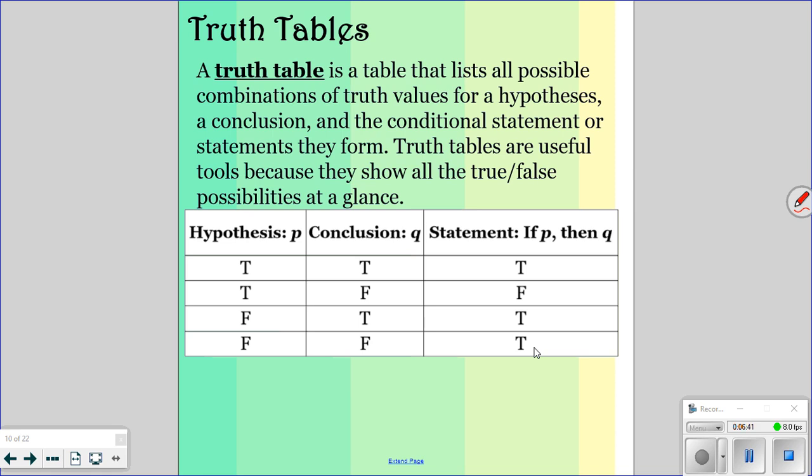So it doesn't matter if your hypothesis is false. It doesn't matter what your conclusion is. If you start with something false, then it's a true statement. Doesn't mean that it makes sense, but it is true.